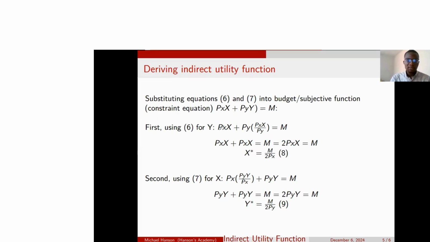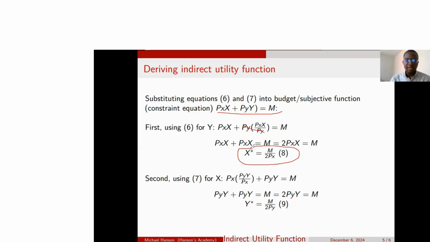From equation 6, we know that y was equal to pxx over py. When we substitute that into the budget function, then it leaves us with pxx plus price of y times the y, which is equal to the total budget. Now let's solve for x, because we are going to have these canceling out. And so we're going to have all in terms of pxs and that of x. Then we're going to make 2px equals to x. Then making this x the subject, that leaves us with x star equals to m over 2px.